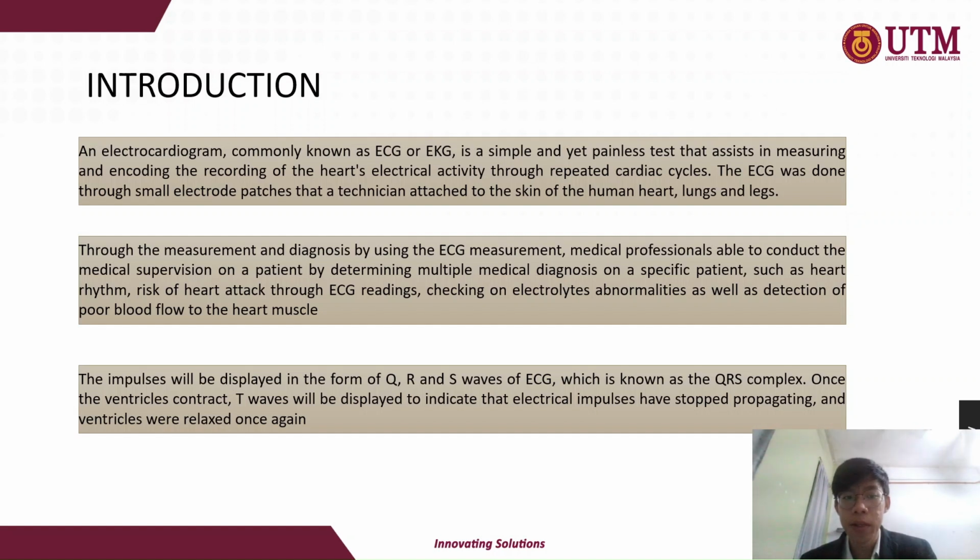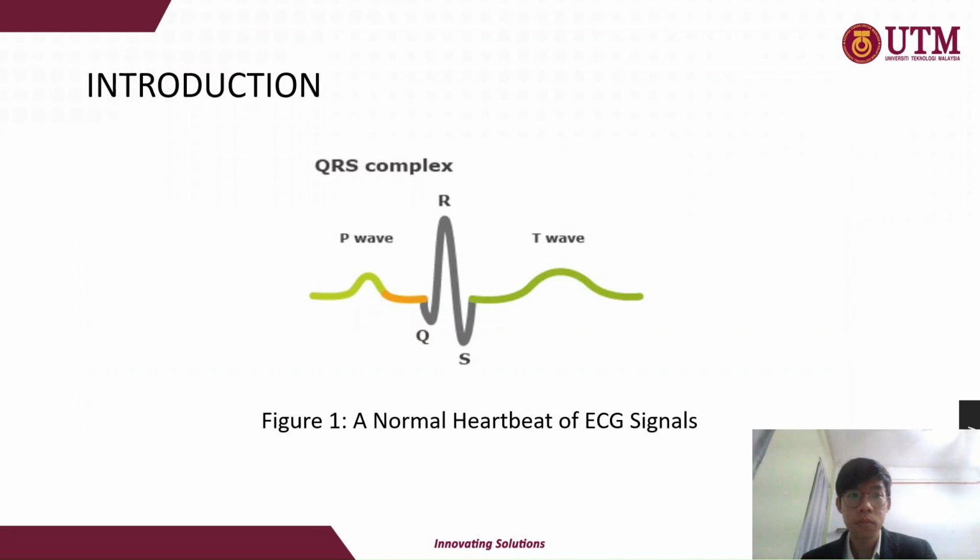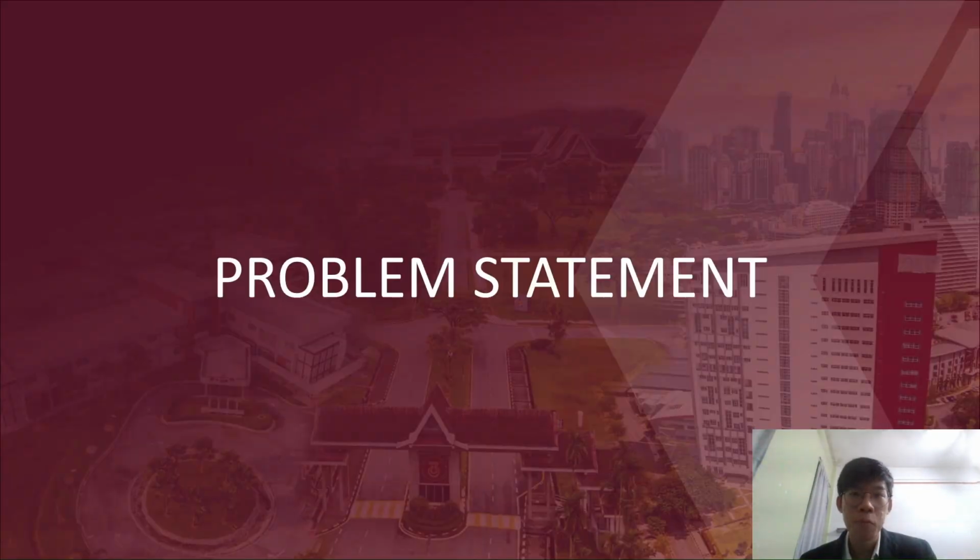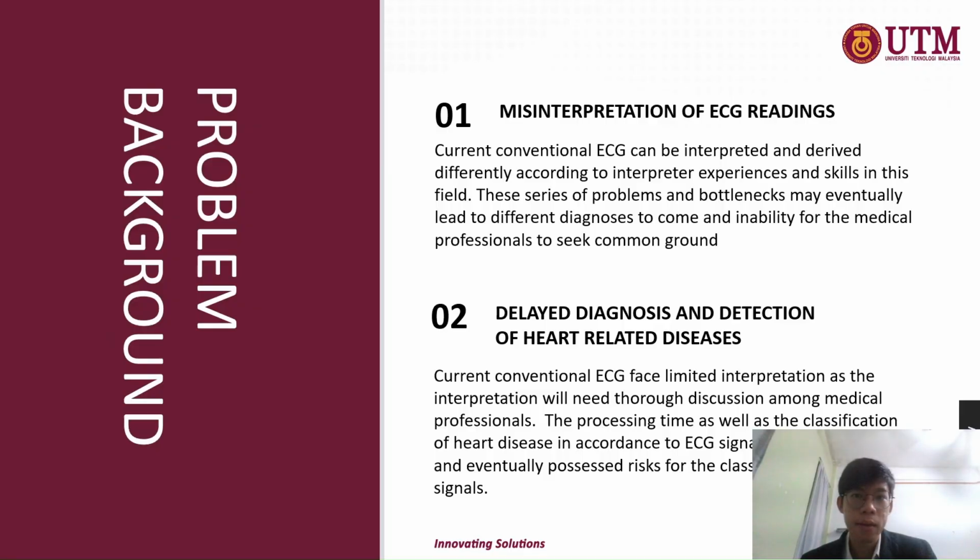The impulses will be displayed in the form of the Q, R, and S waves of the ECG, commonly known as the QRS complex. In these figures, it indicates a normal heartbeat of an ECG signal. Next, I would like to present the problem statement for this final year project 1.